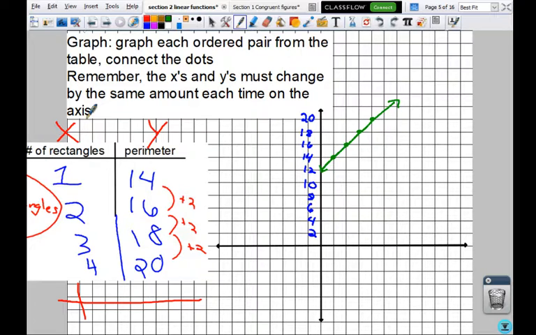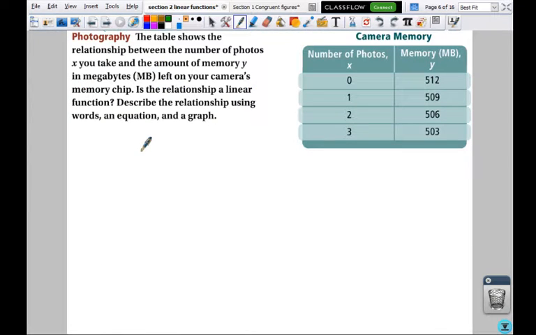Still working, Ashley? Yeah. Okay. All right. So, same type of thing we're going to be doing. This time, we're going to look at this table over here on the right, and it shows the relationship between the number of photos, X, you take, and the amount of memory, Y, in megabytes, left on your camera's memory chip. Is the relationship a linear function? Describe the relationship using words, an equation, and a graph.